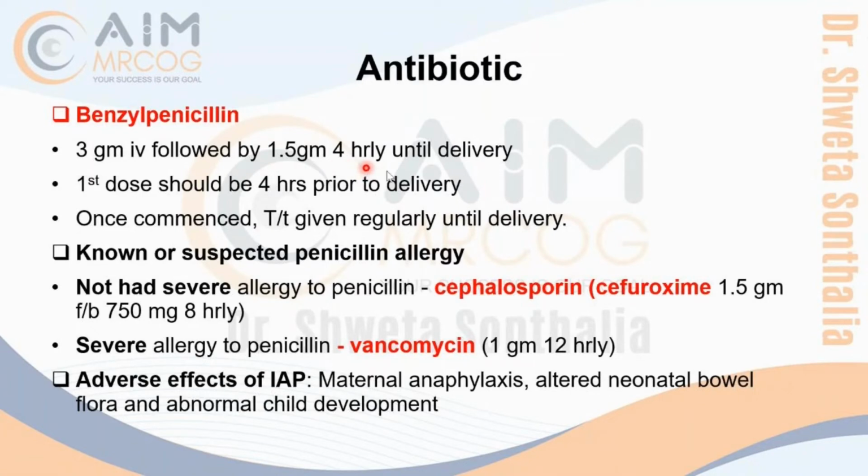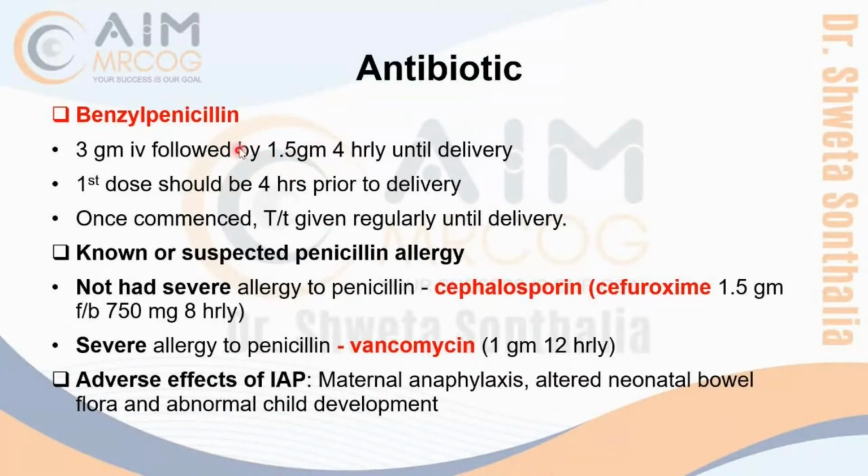Every 4 hours means 6 times a day. So quite frequent because she's in labor. So maximum 1 day or 1.5 days you will give. So not bad. So 3 gram followed by 1.5 gram 4 hourly. Or even if she is induced, if you are inducing a woman, you are expecting the delivery within 2 days maximum. So you can give her 2 days IV, no harm.